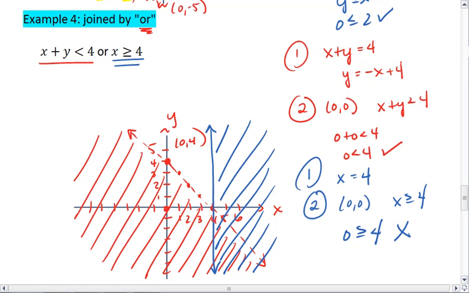What the "or" tells us is that we use all the shadings we see. We use all of the red and all of the blue and where they overlap. So everything you see in yellow right now is the solution. And that's what we would want our solution to look like on homework, quizzes, tests, or problems in class, or any of those types.